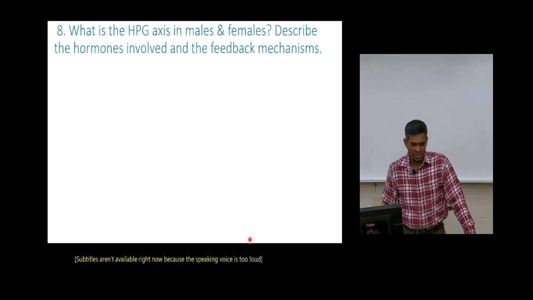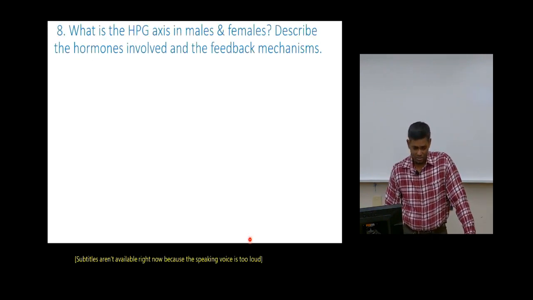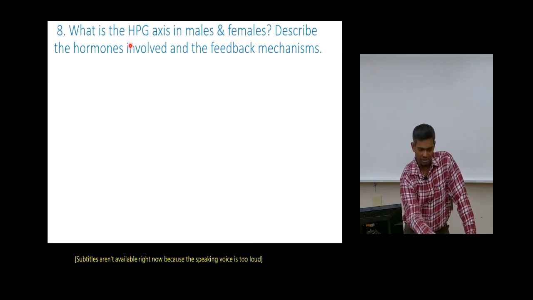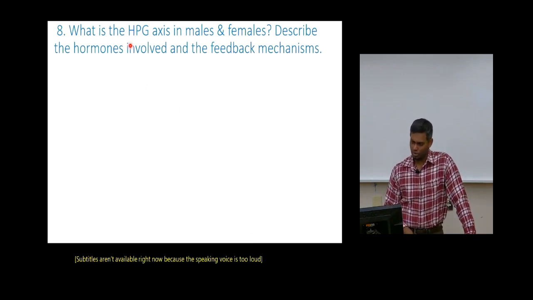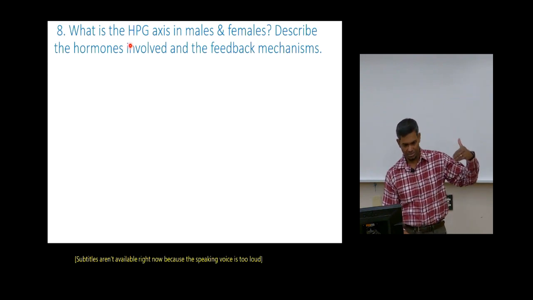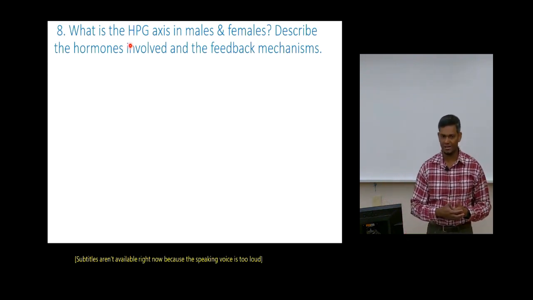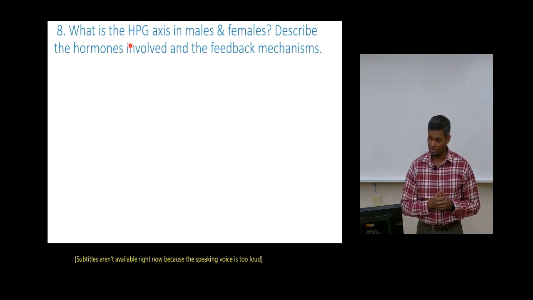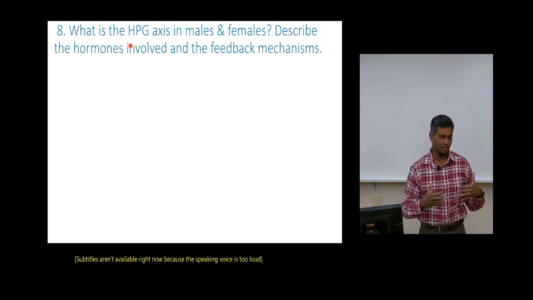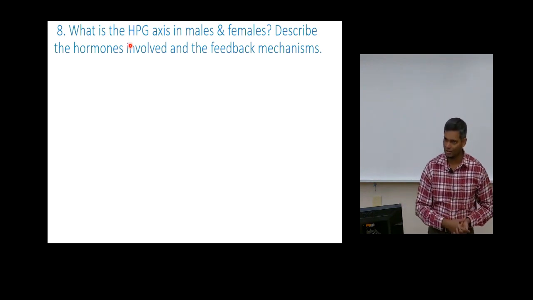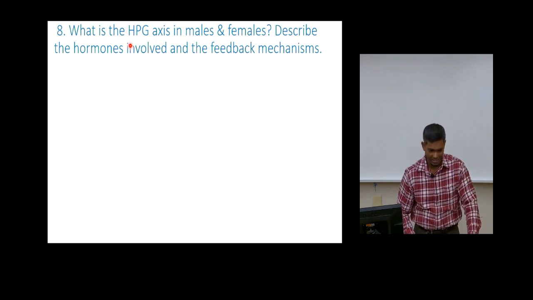Question 8, what is the HPG axis in males and females? So HPG is referring to the hypothalamic pituitary gonadal axis. So the hypothalamus will release a hormone which will in turn act on the pituitary gland, which will in turn cause the pituitary gland to release more hormones which will act on the gonads, namely the ovaries and the testes.